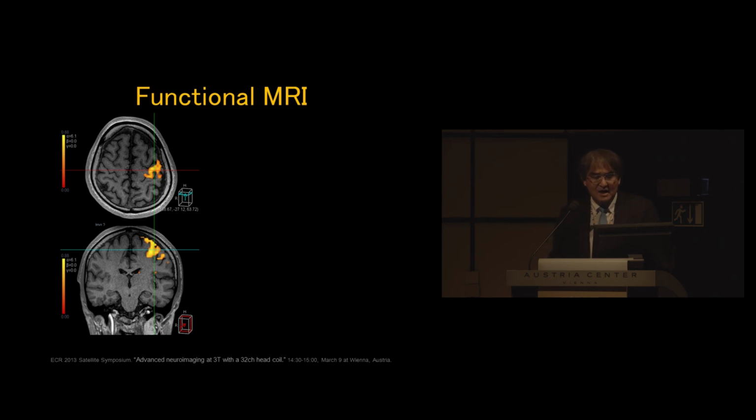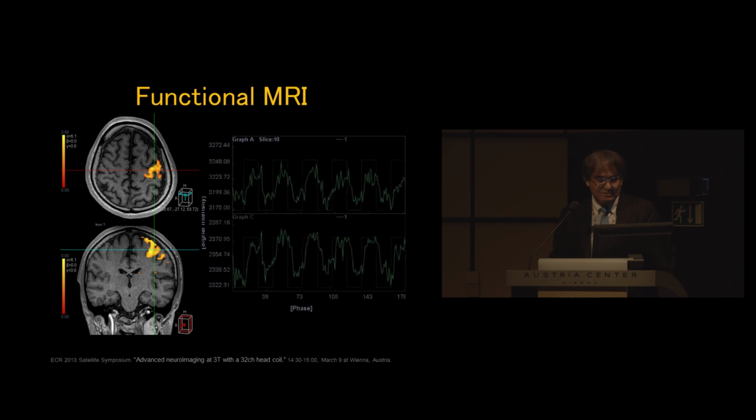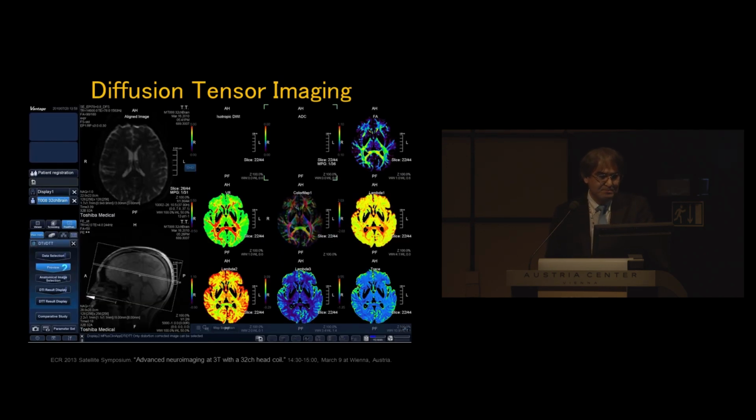Another function is the analysis of functional MRI data. Of course, the activated blobs are presented, and also the time course signal is presented. And also, for diffusion tensor imaging, you can have the isotropic diffusion or ADC or FA or a color map or lambda 1, 2, 3 or trace. That kind of information is instantaneously presented.